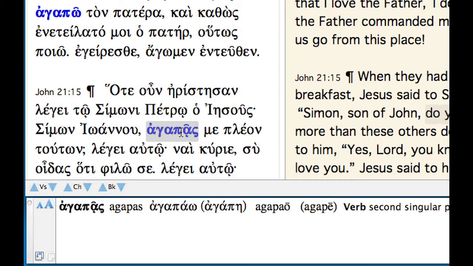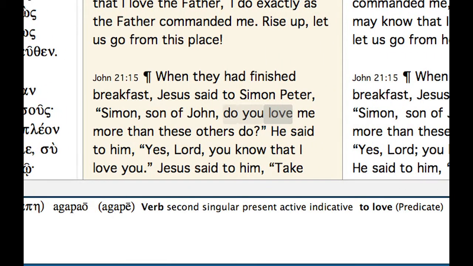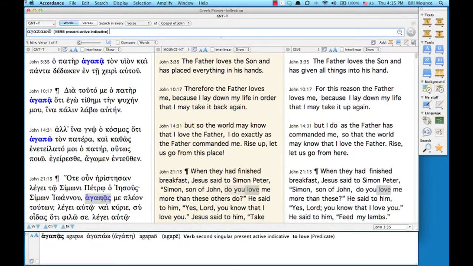You check your instant details box, and you can see that this is a second person singular. So if you go back through the first part of verse 15 looking for the subject, your search is in vain. You're not going to find it. Simon Ioannou can't be the subject because it's not second person, it's third person. So this is an example of how Greek can contain the subject inside the verb.